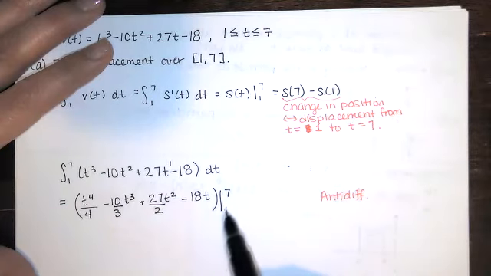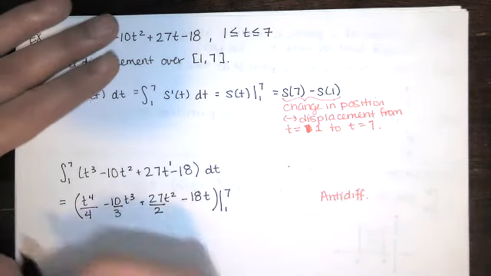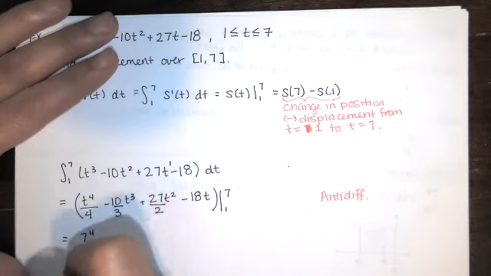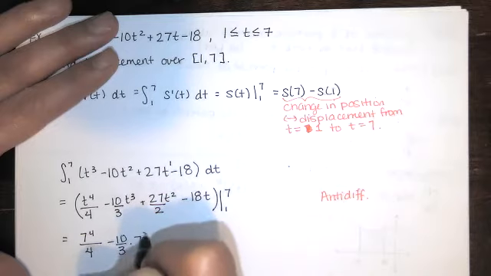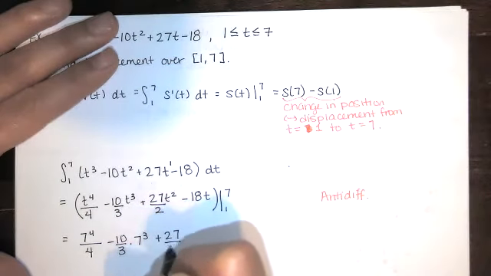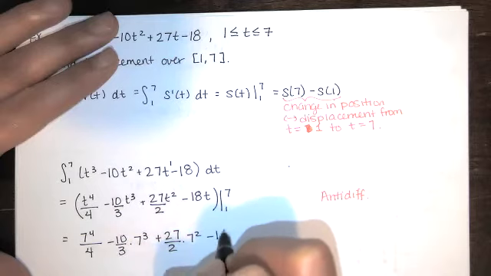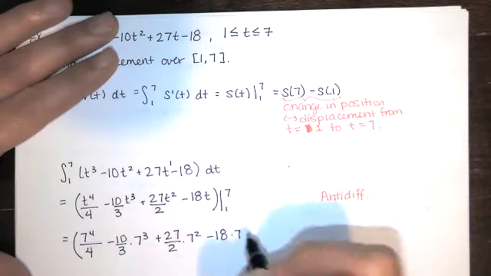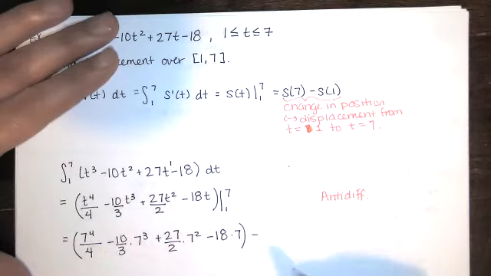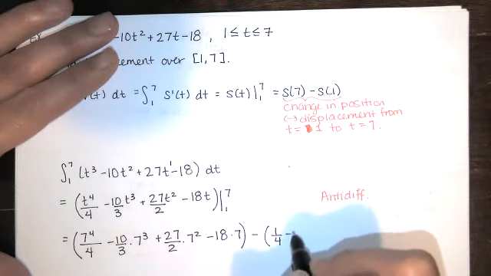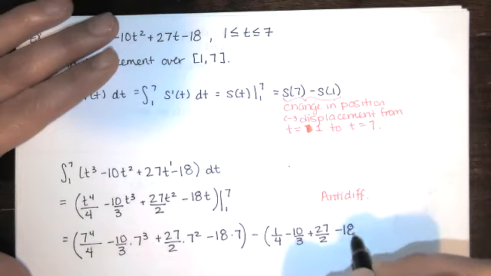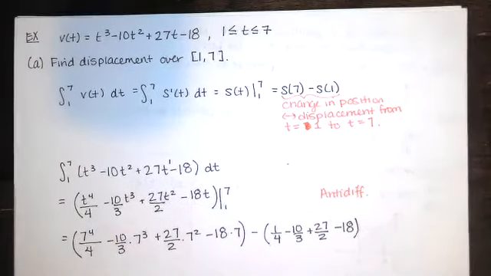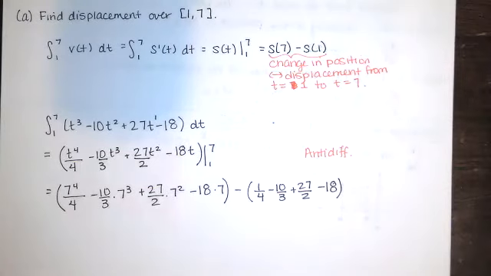And then we substitute in t equals 1 and t equals 7 and subtract. So we have 7 to the 4th over 4 minus 10 thirds times 7 cubed plus 27 over 2 times 7 squared minus 18 times 7. And then we evaluate all of this at t equals 1. So we've got 1/4 minus 10/3 plus 27 over 2 minus 18. That's going to give us our answer.